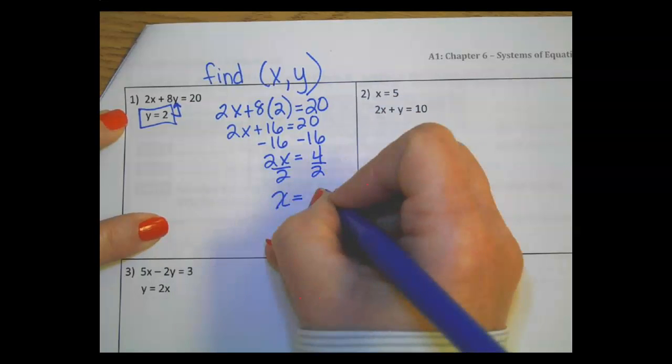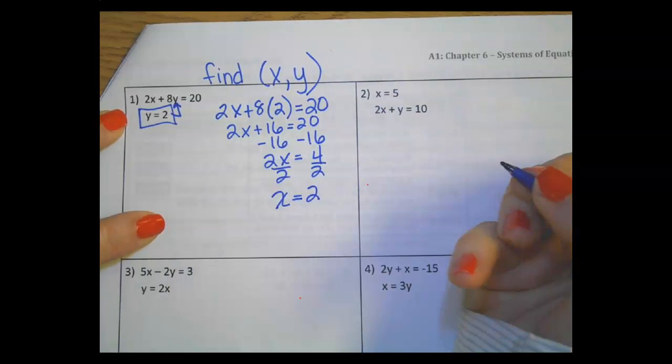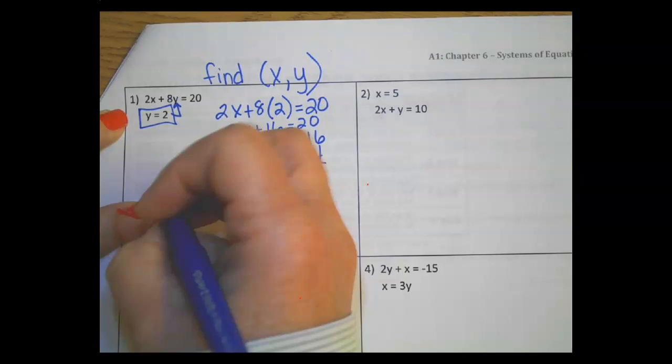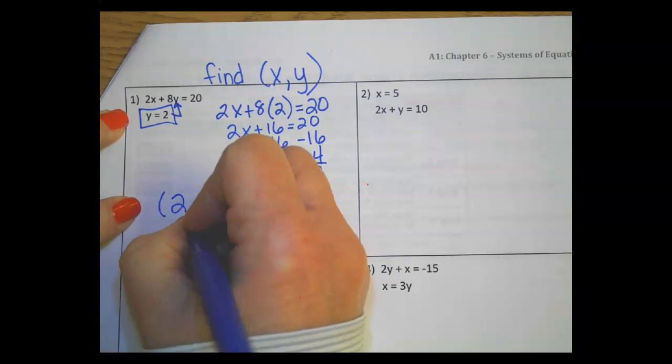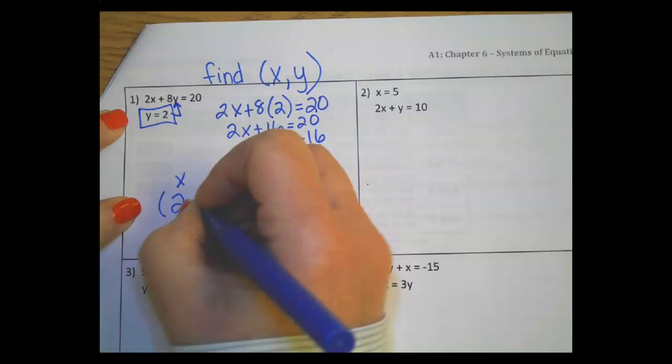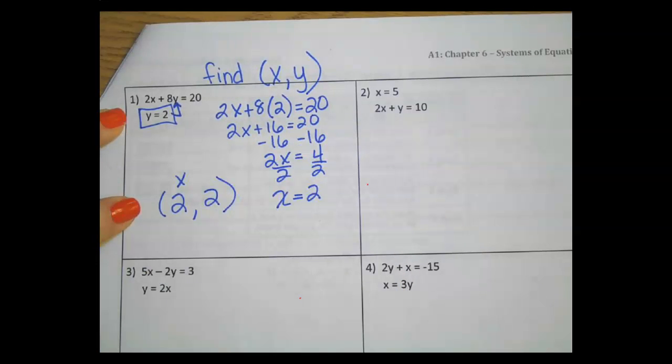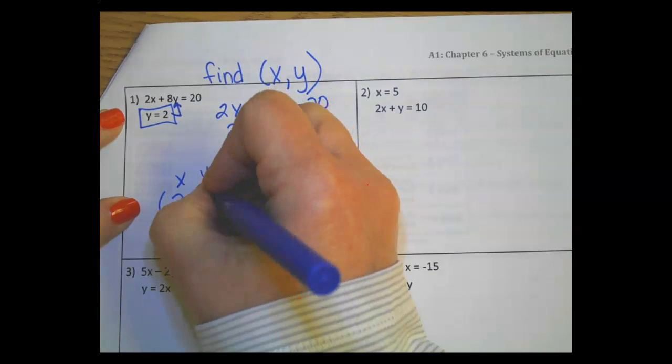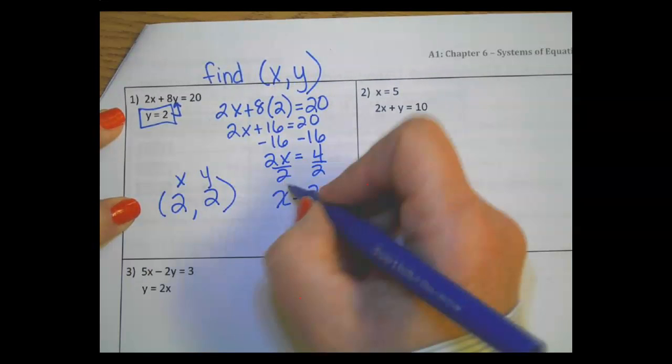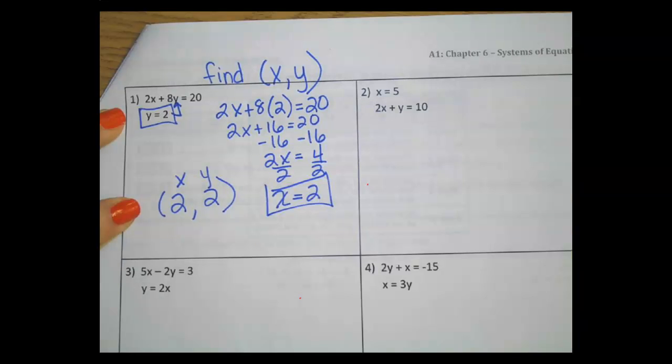Divide by 2 and x equals 2. So if x equals 2, and here, remember this is my x, my y also equals 2, because that's what it told us. And that's our solution. So you have to find both this x and y.